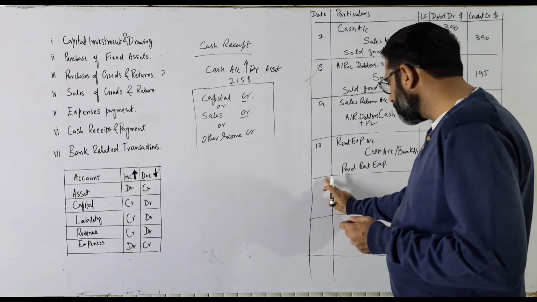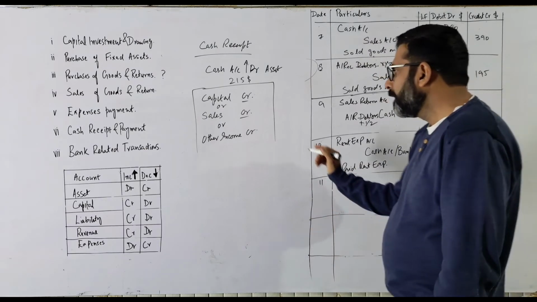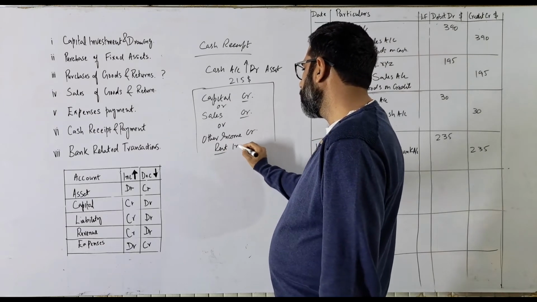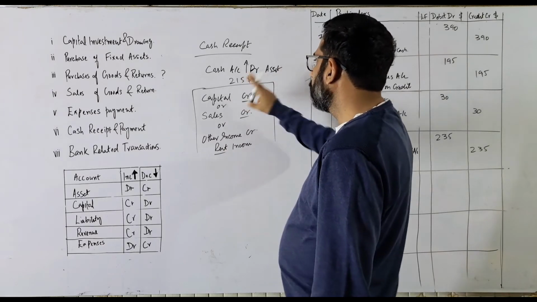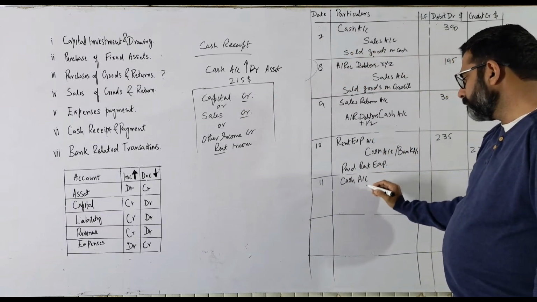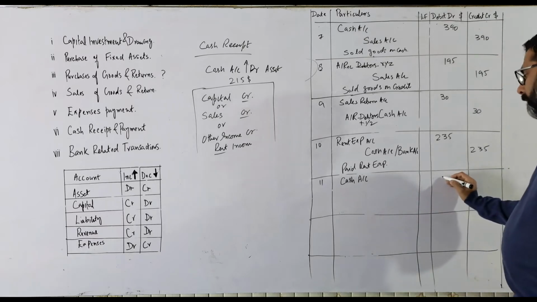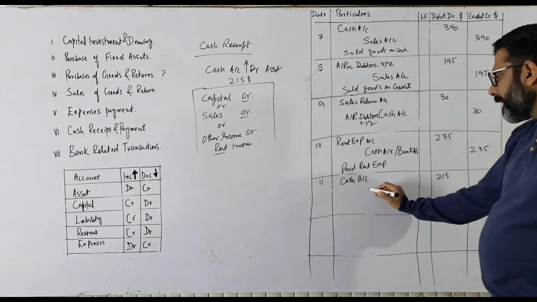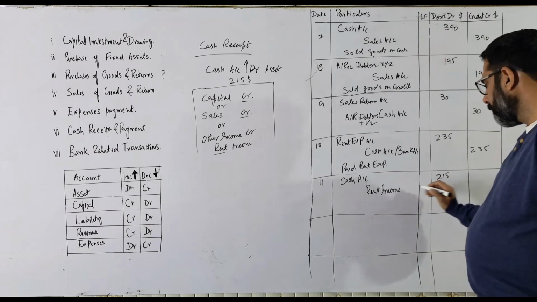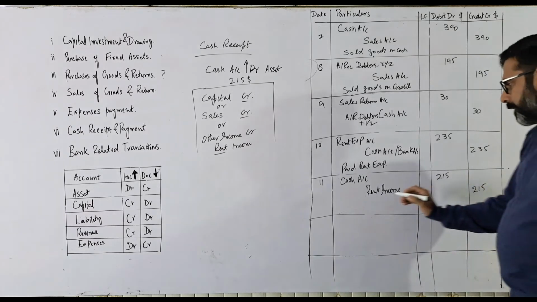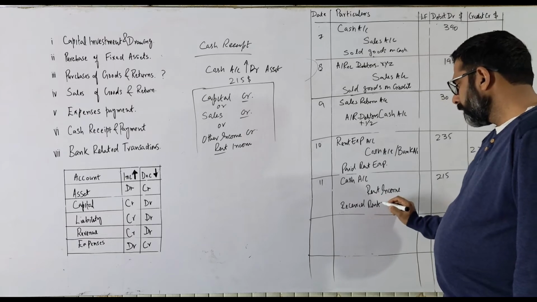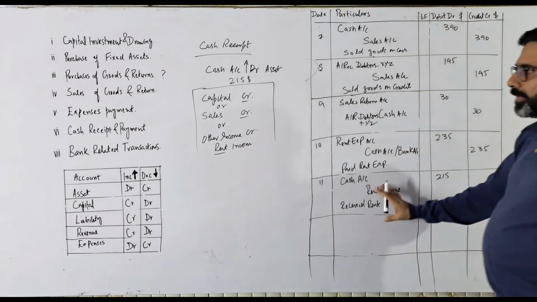So we can write transaction number 11. They are receiving rent income of $215. So the cash account debit $215, and rent income credit $215. What will we write? Received rent. Okay, so here we have a transaction.